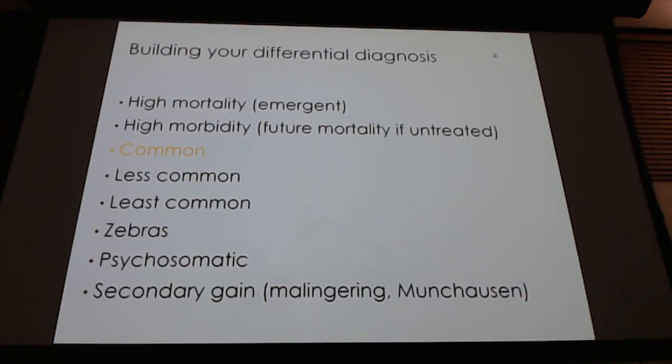All right, so then we get to the common. That's what we'll talk about today. Common stuff. The most common reasons people have cough. The most common reasons they have whatever. Then we go to less common. Then you go to least common. Then you go to zebras. These happen on follow-up visits usually. You're not testing for everything under the sun at the first visit.